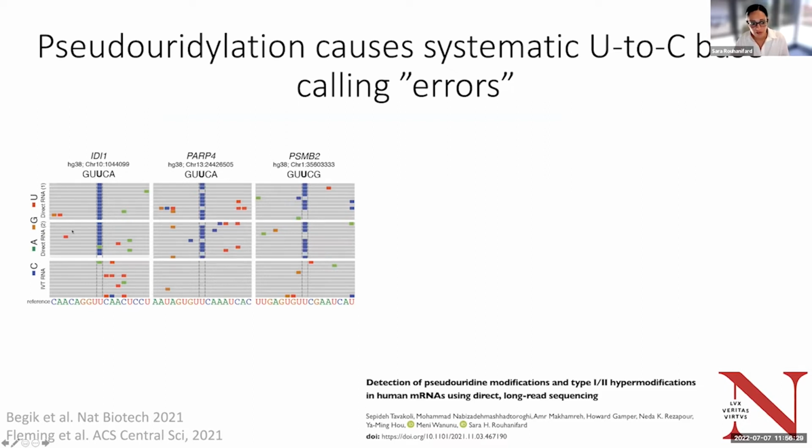If you compare your direct RNA sequencing to your IVT control, which is your unmodified transcriptome, you can see that you have a systematic U to C base calling error that's showing up at the site of modification, and it does not show up in your IVT control.